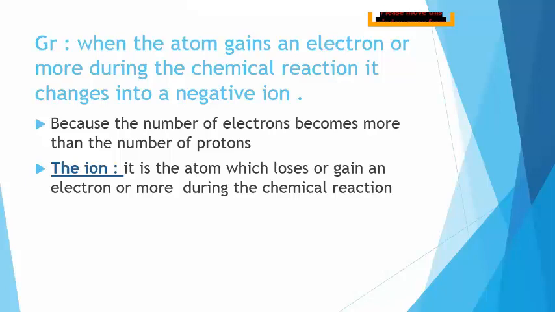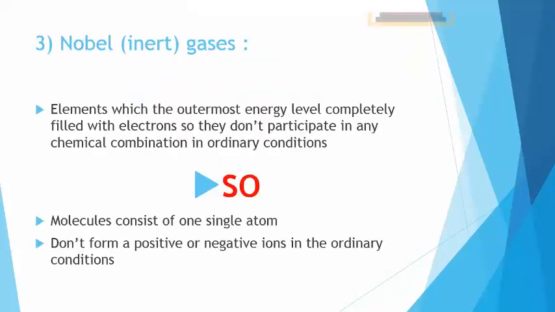So we can conclude the definition of the ion. It is the atom which loses or gains electrons, according to what? According to whether this atom is a metal or a nonmetal. So it tends to lose or gain 1 electron or more during the chemical reaction.